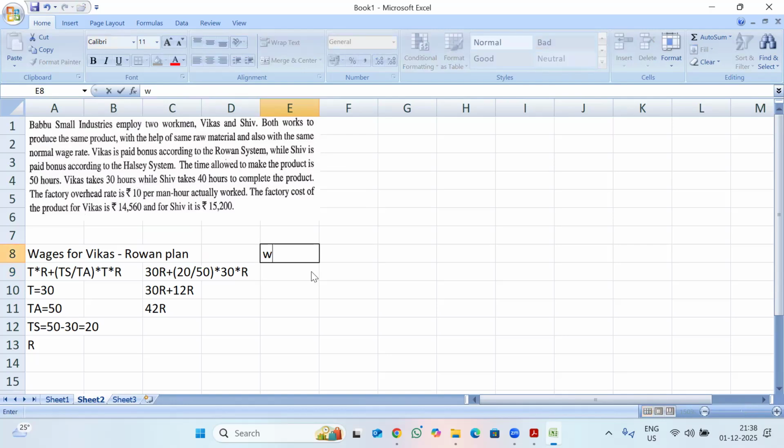So let's calculate for Shiv: wages for Shiv based on the Halsey plan.